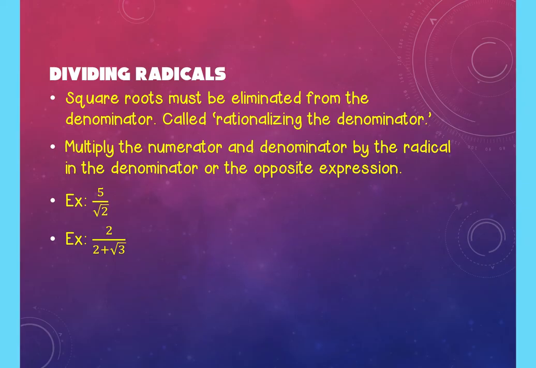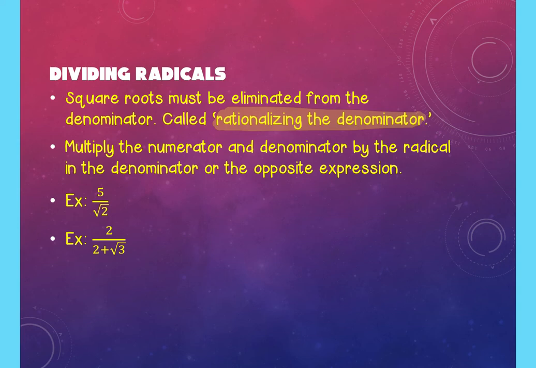So this is what's called rationalizing the denominator. And you're going to hear it a lot. Okay? Rationalizing the denominator is what you do if you have a square root in the bottom. You cannot leave a square root in the bottom, okay? It makes it an irrational number. So the way we eliminate it is called rationalizing the denominator.